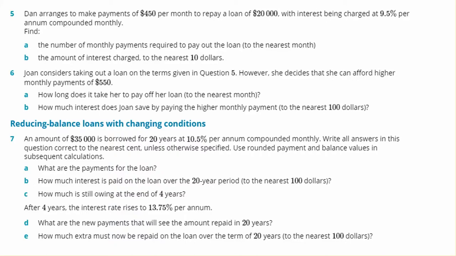Further maths, we're going to look at exercise 9C. We're going to look at basically financial solver questions. Okay, so question 5 is talking about a regular loan, where the principal is $20,000, our payments are $450, and the interest rate is 9.5% compounding monthly.